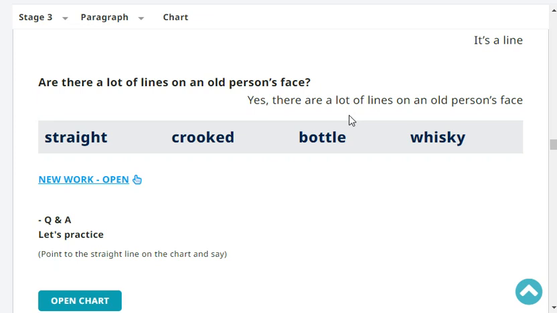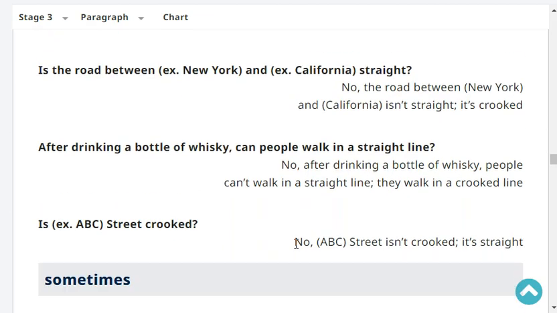Crooked. Is the road between A and C straight? No, the road between A and C isn't straight, it's crooked. After drinking a bottle of whiskey, can people walk in a straight line? No, after drinking a bottle of whiskey, people can't walk in a straight line. They walk in a crooked line. Is ABC Street crooked? No, ABC Street isn't crooked, it's straight.